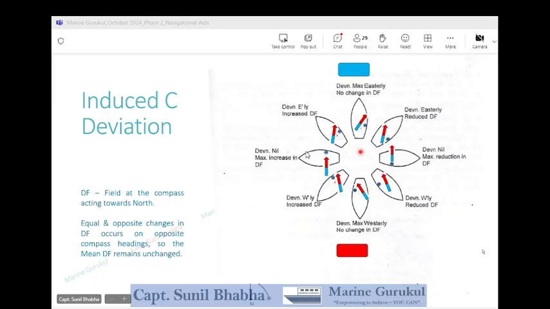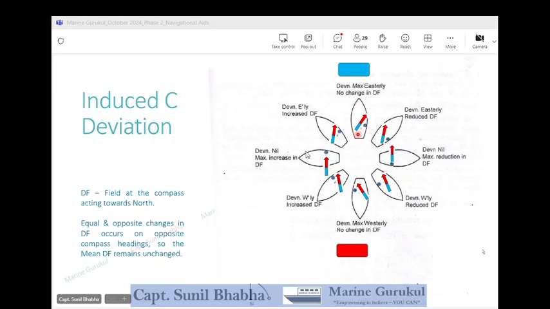Let's now move on to the condition where the ship is heading on a northeasterly direction. The vessel is heading in the northeasterly direction. Now this vertical soft iron structure is southeast of our compass needle. So being southeast of our compass needle, the blue pole repels the blue end of our compass needle, thus generating easterly deviation.